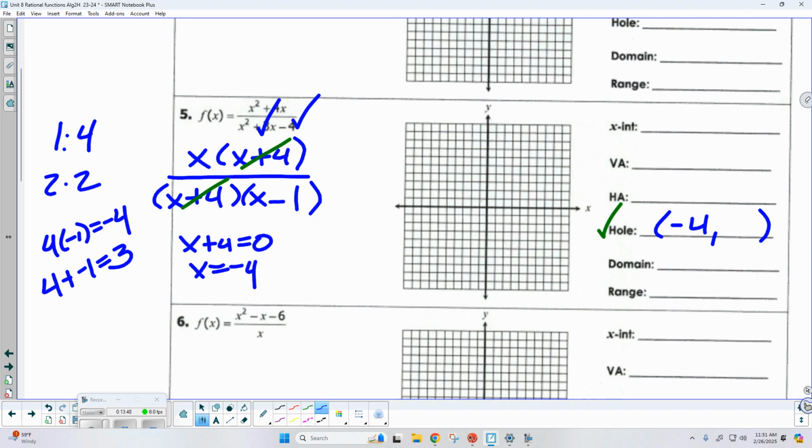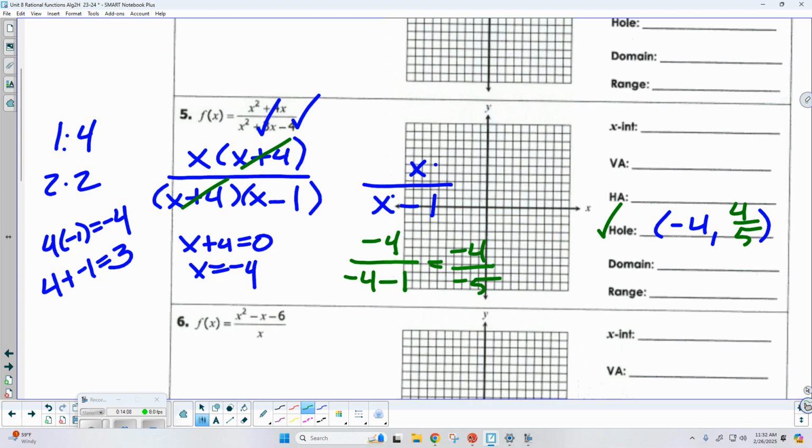So every x that's left, I've got x over x minus 1. I'm going to replace both of these with that negative 4. So negative 4 over negative 4 minus 1. That's a negative 4 over negative 5, so it is 4/5.